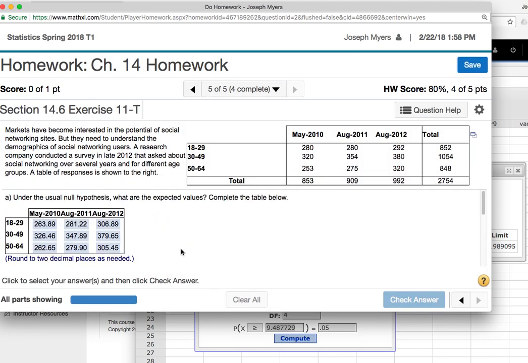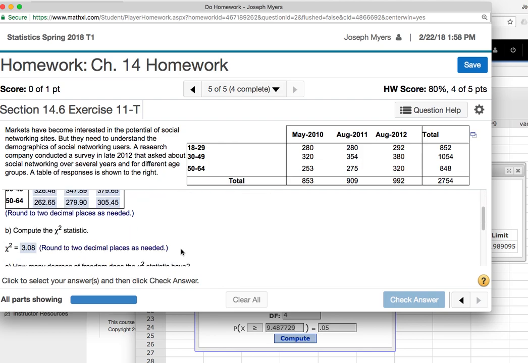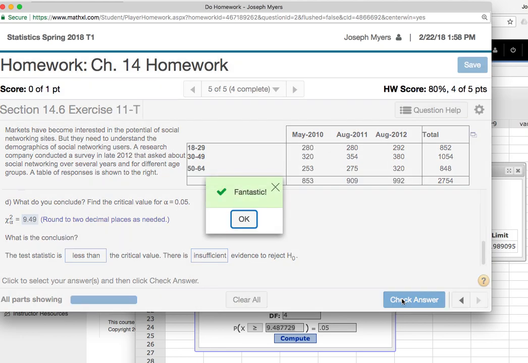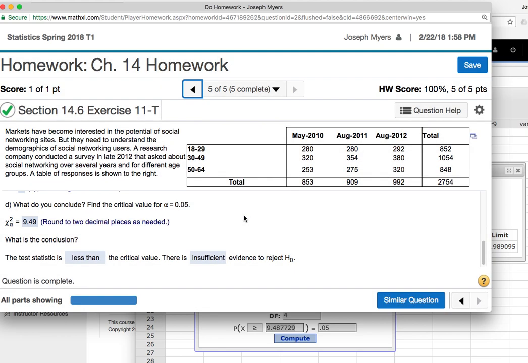And then our value was only 3.08. So our value, the test statistic from the hypothesis test, was a lot less than the critical value, so that means there's insufficient evidence. There we go. Awesome. Good job.